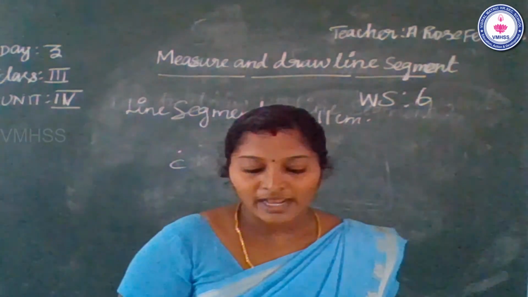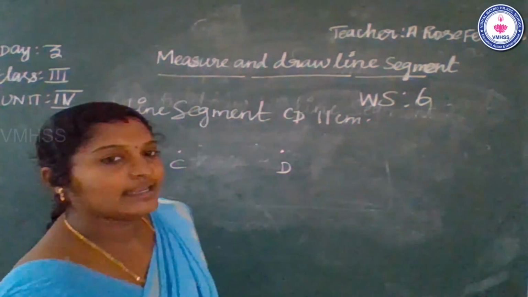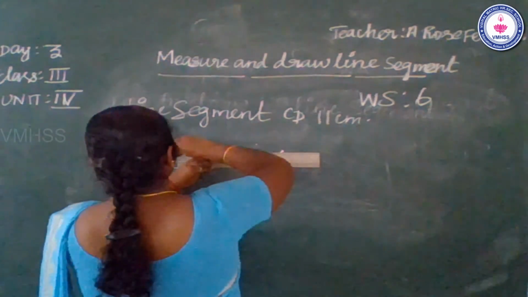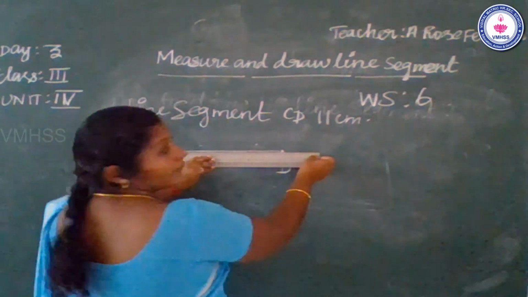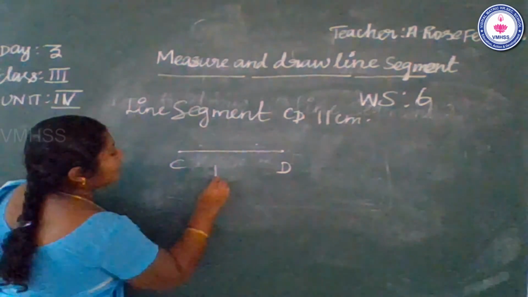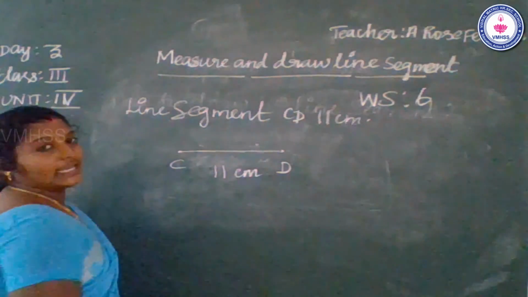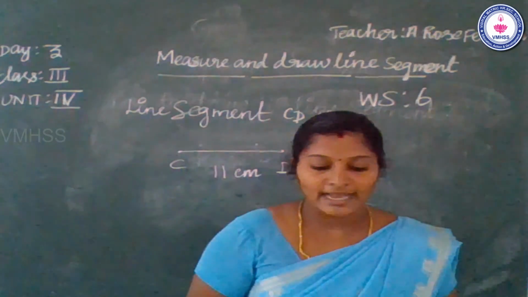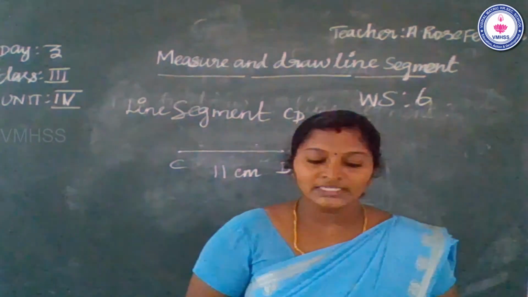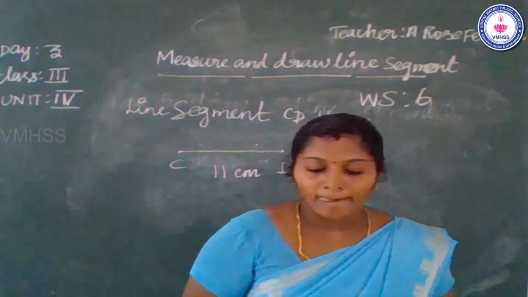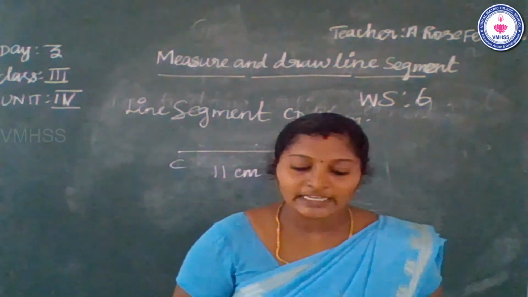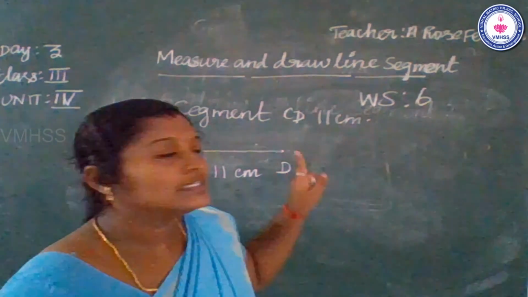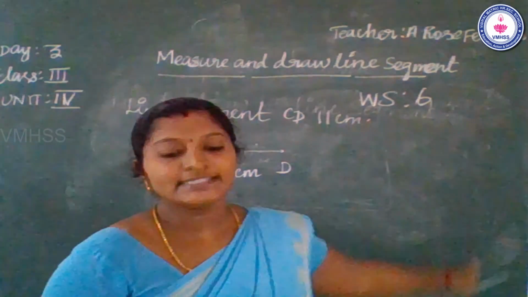Join points P and Q with a line, 11 centimeter. So, join points C and D. See carefully, this is 11 centimeter. So, what are the main rules? Place the ruler, mark point P at 0 centimeter. Count 11 centimeter on the ruler. Mark a point at 11 centimeter and name the point D. So the first point is C and the second point is D.